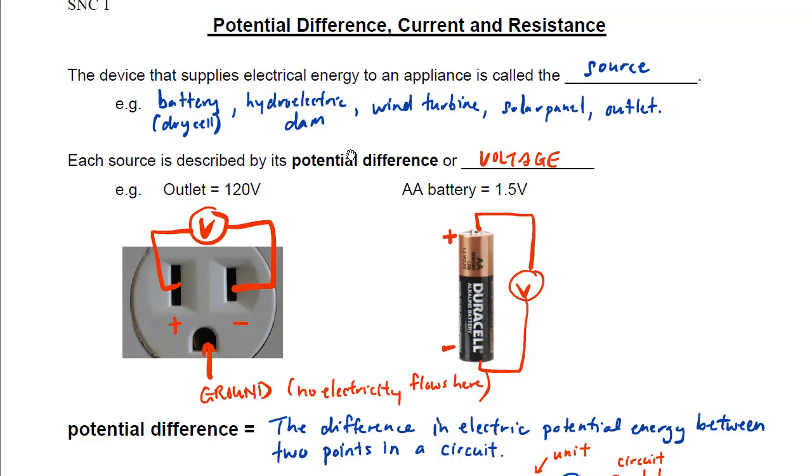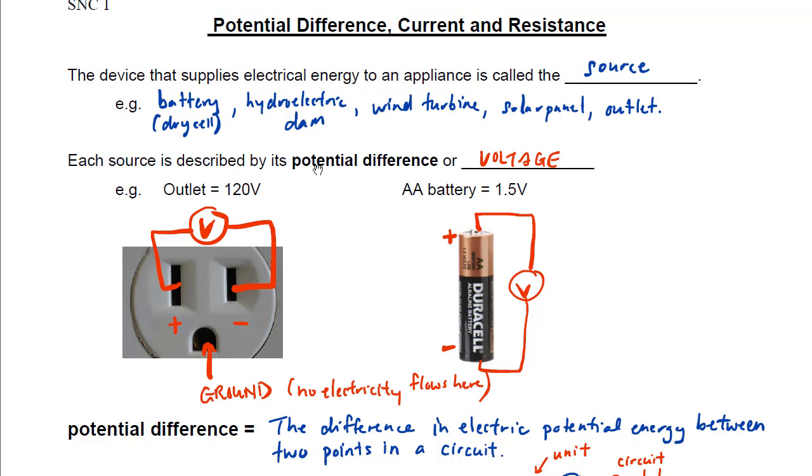And you already know, I'm sure, from elementary school, that we can have hydroelectric dams supplying that, a wind turbine, solar panels. We can burn fossil fuels. We can use batteries like a dry cell. As far as your house goes, your electricity comes from your outlet, which ultimately comes from one of these sources.